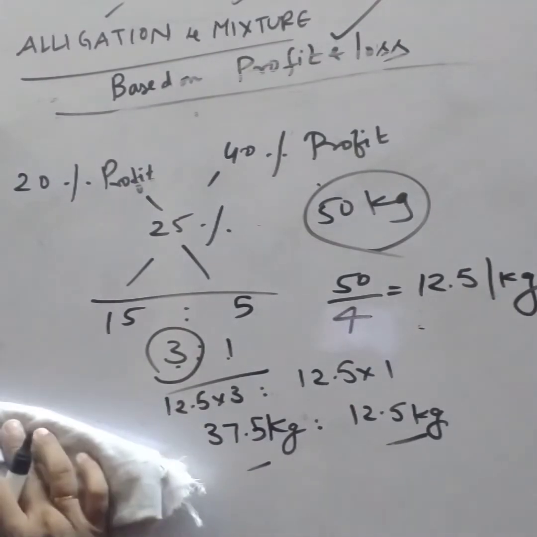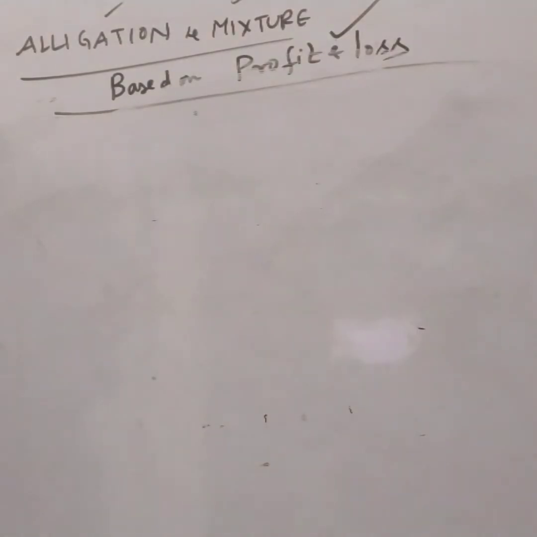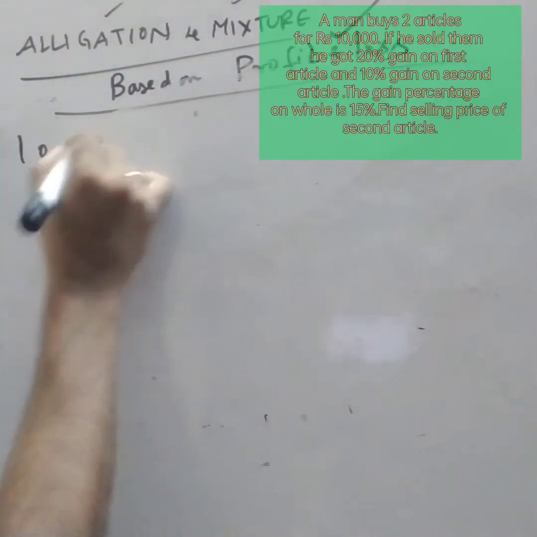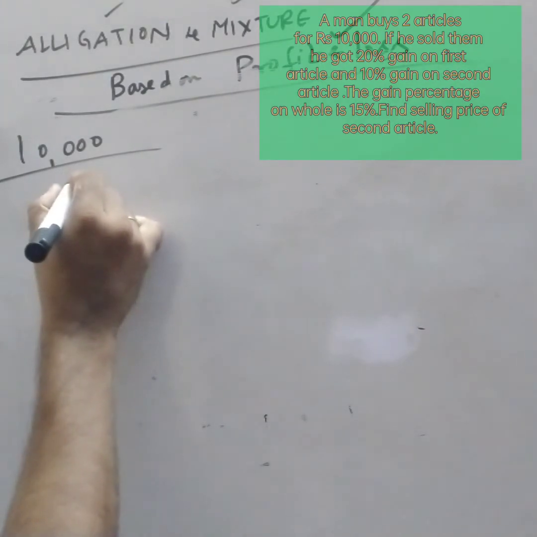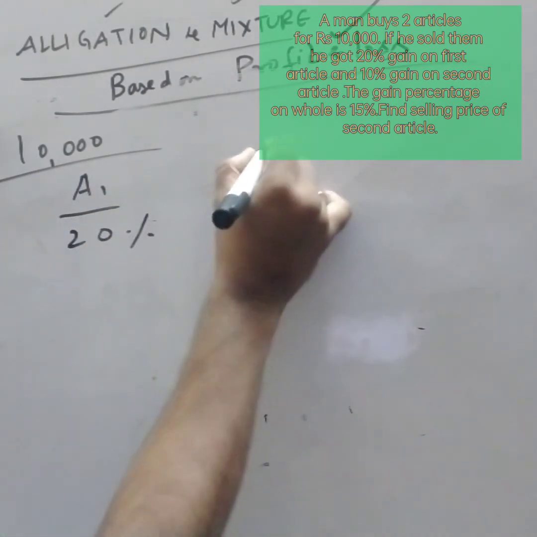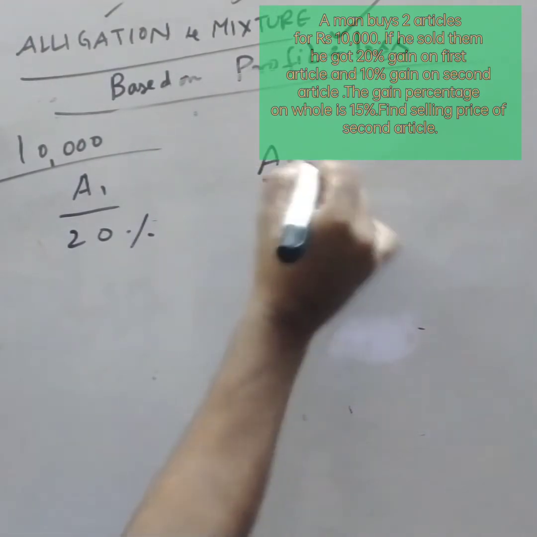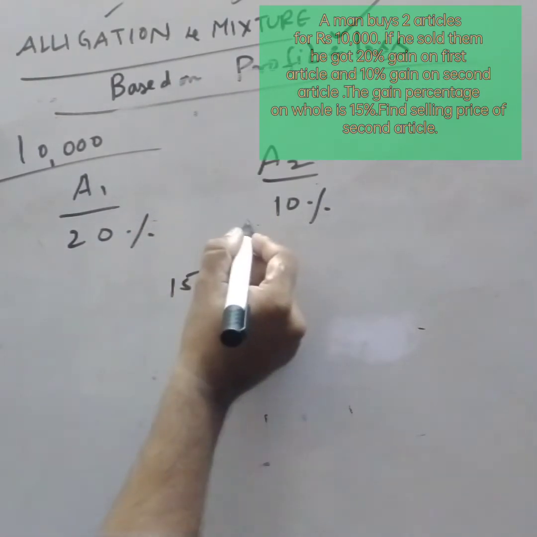Okay, let us see the next one. The question says, a man buys two articles at 10,000 rupees each. One is sold at 20% gain and the second at 10% gain. The gain on the whole is 15%. So, two articles, article 1 is sold at 20% gain, article 2 is sold at 10% gain. Overall, we got 15% gain on the whole transaction.